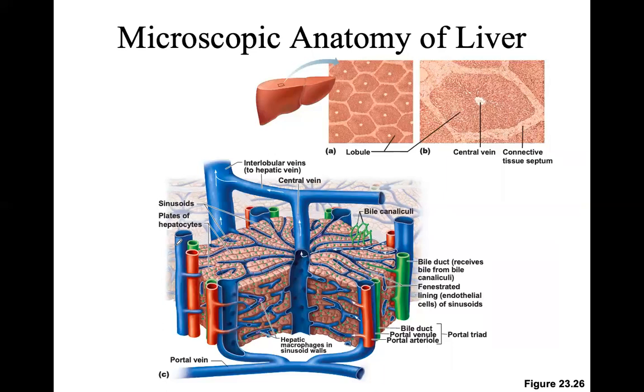You also have these green ducts inside the liver called the bile duct. They're responsible for picking up the bile and transferring it eventually out of the liver, combining it with the duct of the gallbladder and emptying it into the duodenum.